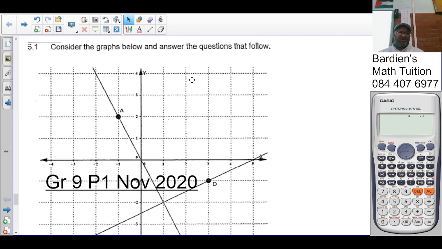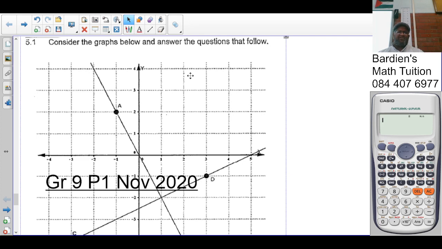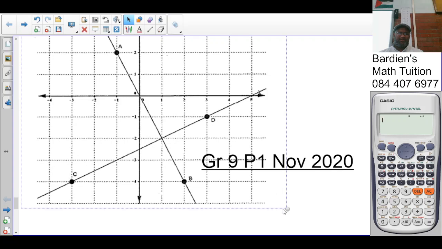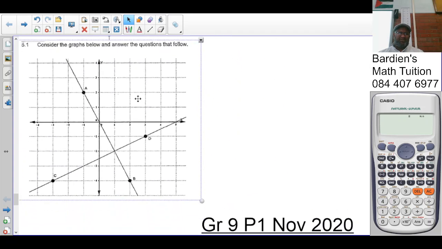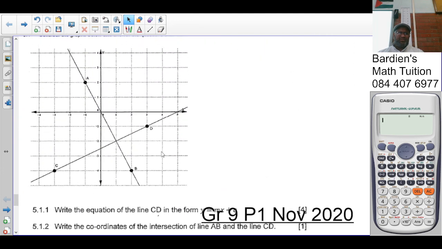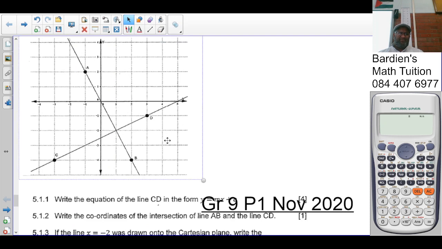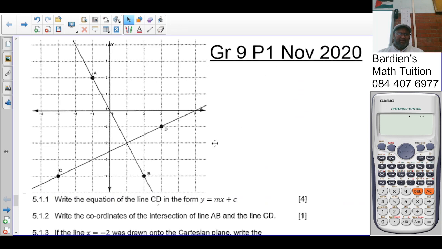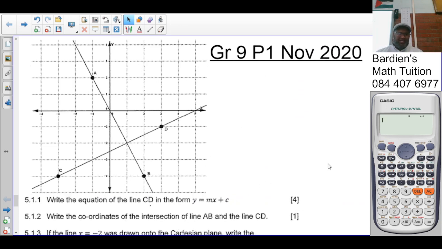So in 5.1 it says, consider the graphs below and answer the questions that follow. I'm going to make it a bit smaller. The first question says, write down the equation of CD in the form y is equal to mx plus c. So the line CD is this line going through here, not so? For CD, I need 2 points on this graph. Do I have 2 points?